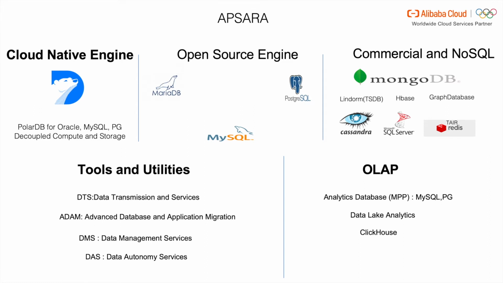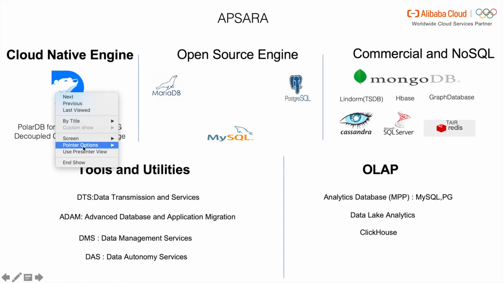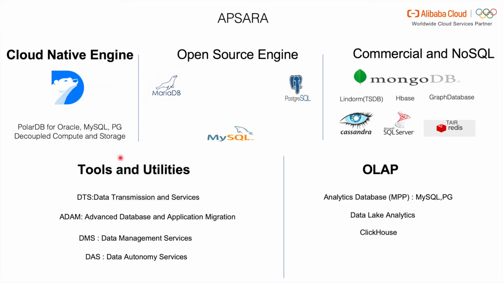If you go into the Cloud Native Engines, let me open the marker. Here we have PolarDB for Oracle, MySQL, and PG, where the compute and storage layers are decoupled. Then we have open source engines, again MariaDB, Postgres, and MySQL. And to be very specific, for Redis, Alibaba has designed our own, which we call Tair, which is much more advanced and performance-enhanced than the native one. And then we have time series databases also.